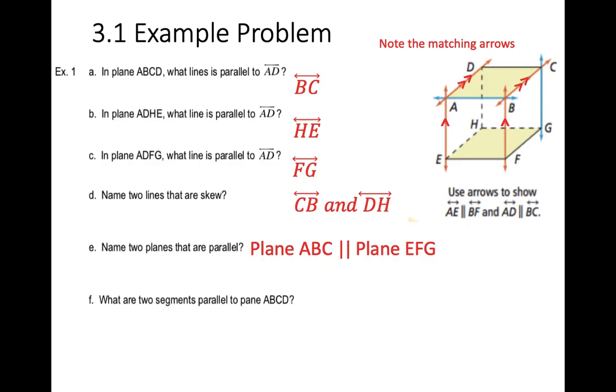ADC, yep, is the top one. EHG is the bottom one, yep. So again, you can pick any three letters of the four you want. So any three letters of A, B, C, D, I chose ABC, you chose different ones, that's fine. And any four letters of the bottom one, I chose E, F, G, you chose different ones, but again, that's totally fine. All right. And then finally, what two segments are parallel to plane A, B, C, D?